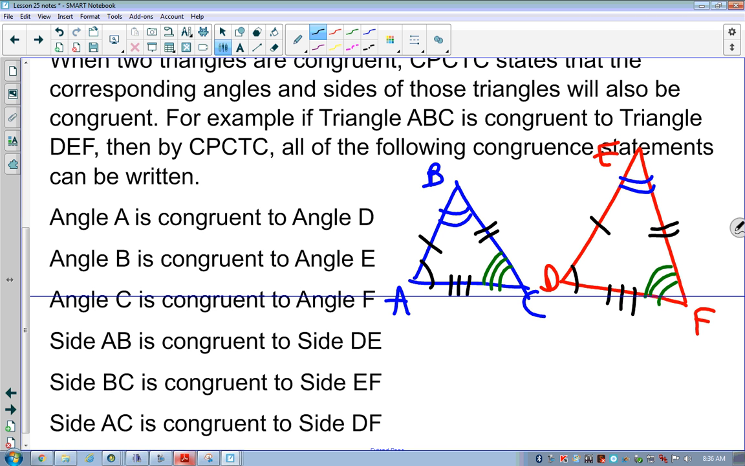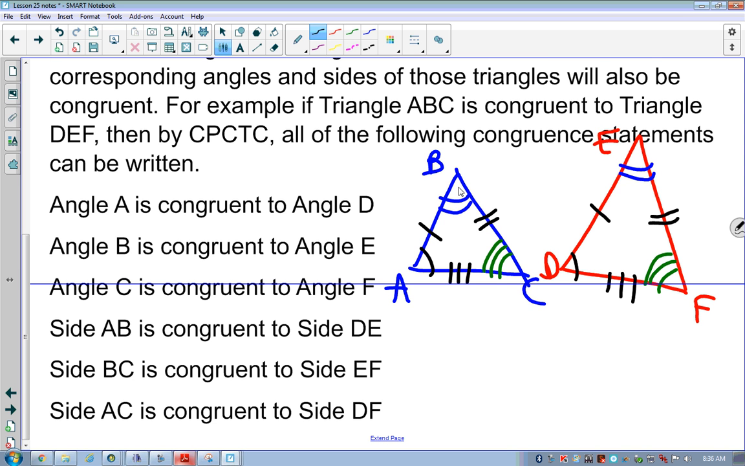Okay, so once I've proven that two triangles are congruent, I can write up to 6 possible congruency statements. Because I have 3 sides, so I can have 3 sides congruent to 3 sides, and I have 3 angles that can be congruent to 3 angles. So 3 and 3 is 6. Okay, questions?